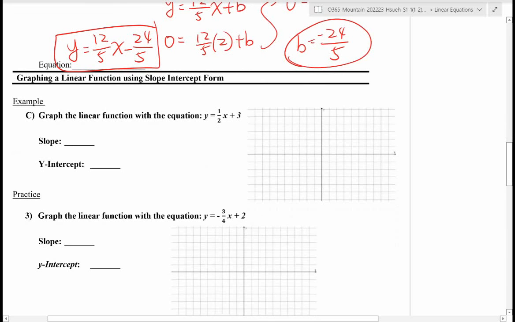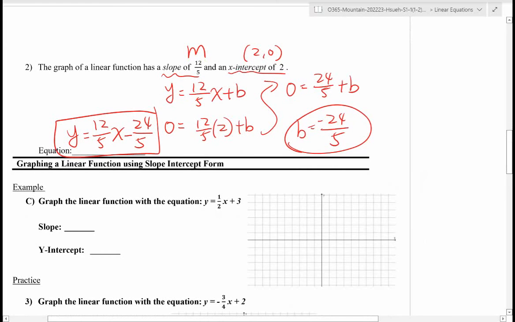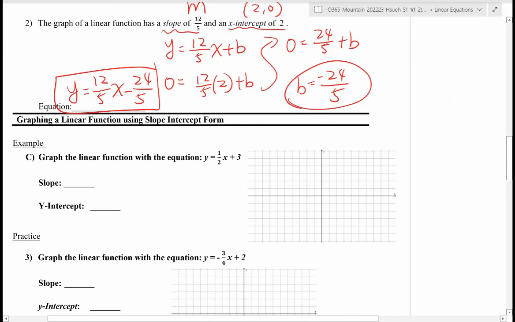All right, now of course we're going to graph it, right? We were given some information and we came up with the equation, and now we are given the equation and we're trying to graph it. Of course, you can use the table of values, right? But it will be much easier if we can actually just use the slope and the y-intercept to graph. It will actually be much easier and much quicker.